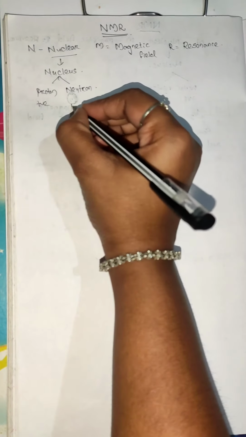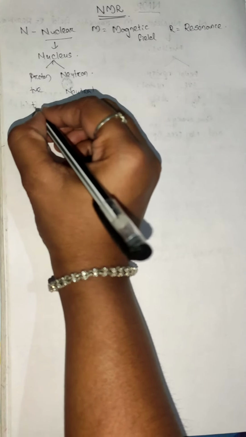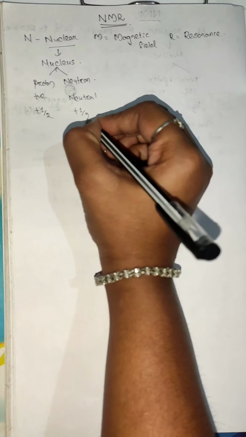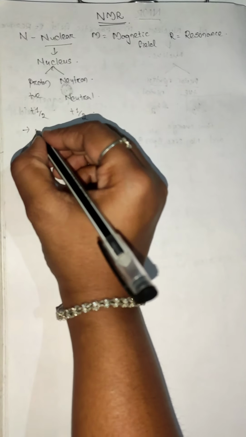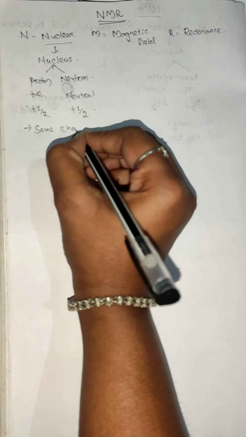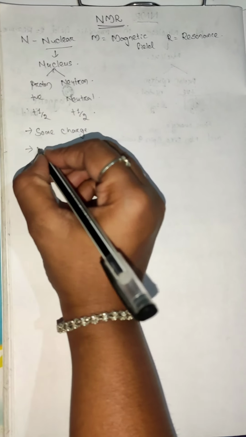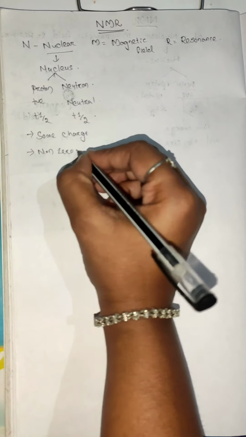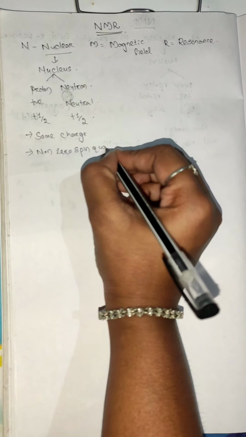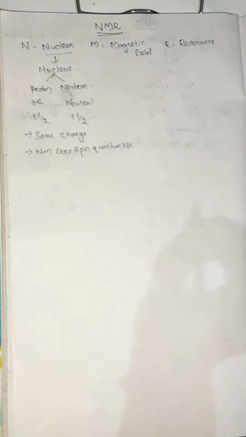The nucleus contains both proton and neutron, the proton having positive charge and the neutron having neutral charge, and the spin quantum number for proton is plus half and for neutron is also plus half. For a proton to be NMR active, it should have some charge and a non-zero spin quantum number. It means the proton is NMR active.